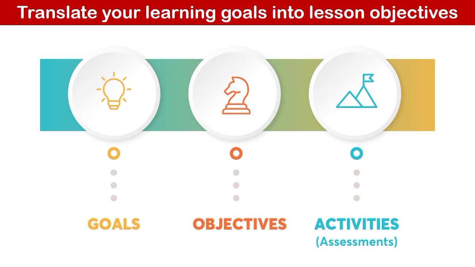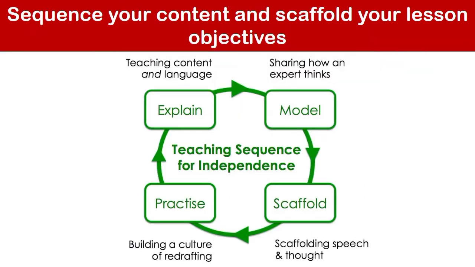Third, translate your learning goals into lesson objectives. You must translate your general learning goals into more specific lesson objectives. These objectives should be student achievement based, measurable, and rigorous. Consider all of the prerequisite knowledge and skills that a child may need to perform the goals you outline.